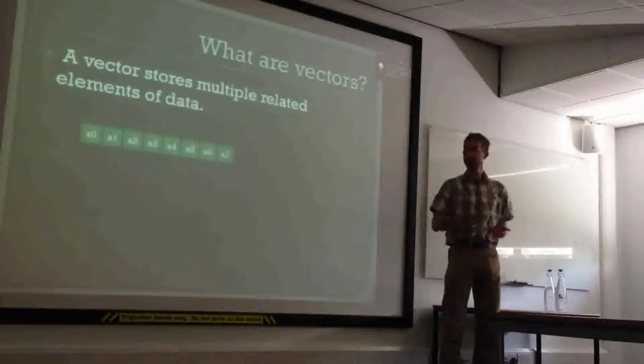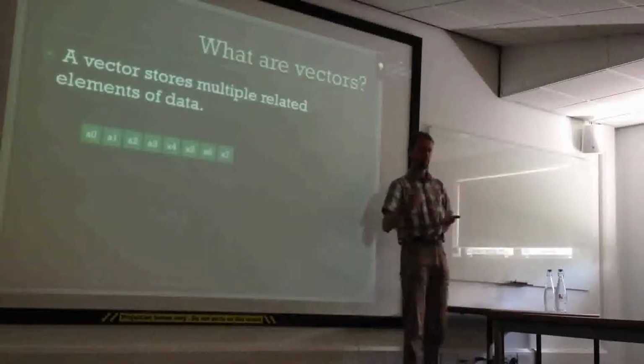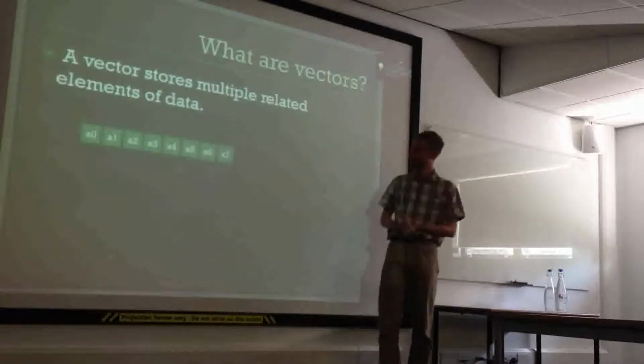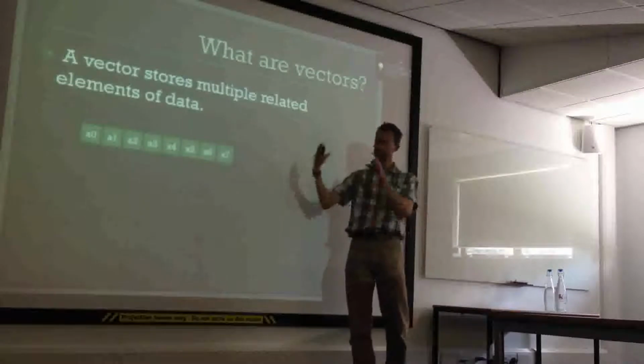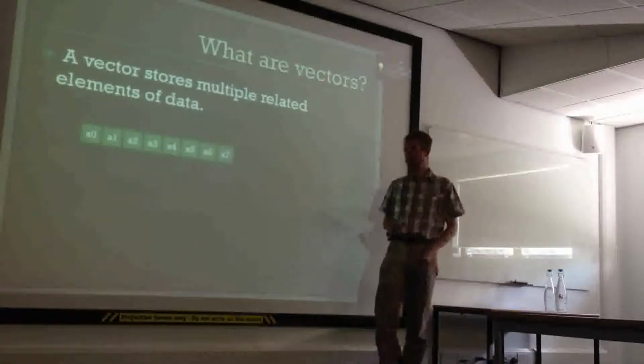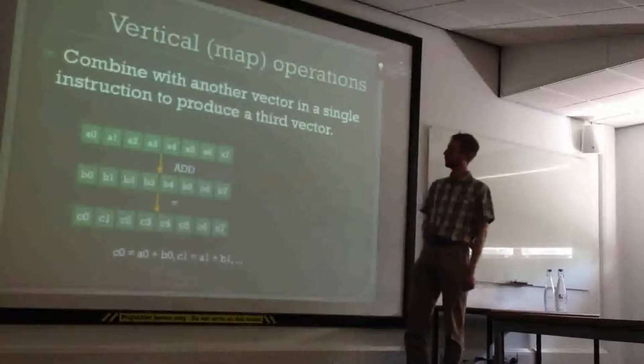Firstly, what are vectors? A vector is just a collection of related bits of information, related data. So here we have a vector, it's a single location, but it has 8 items of data within it. There are two types of operation we can apply to it.